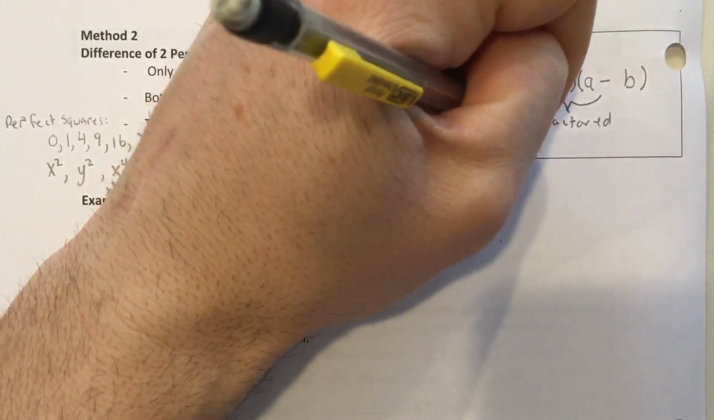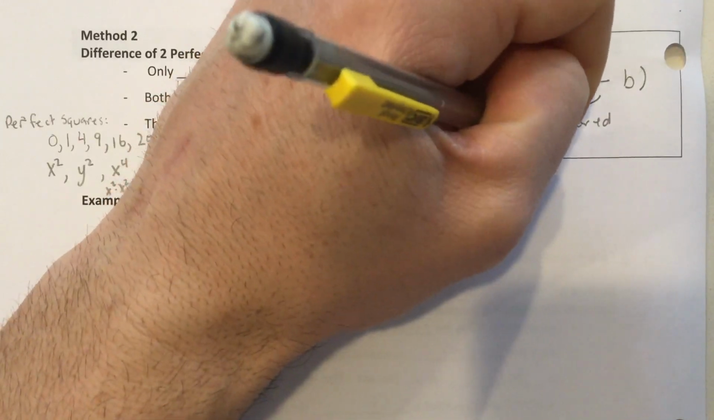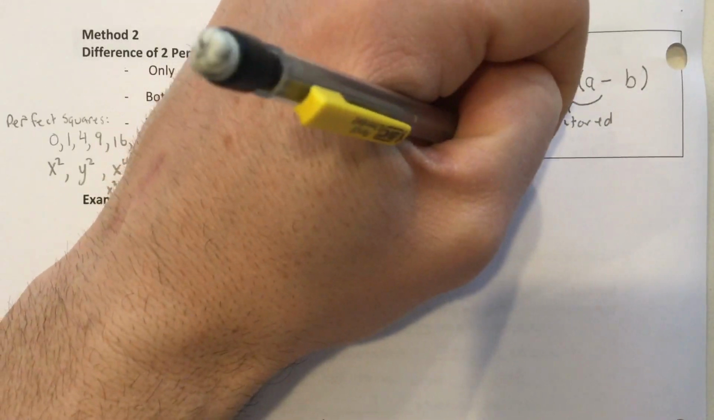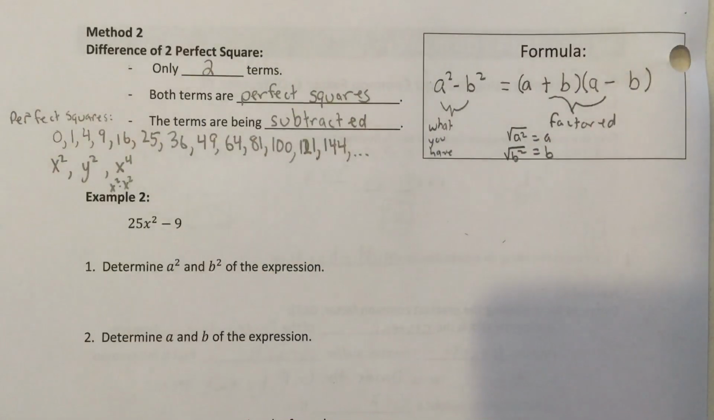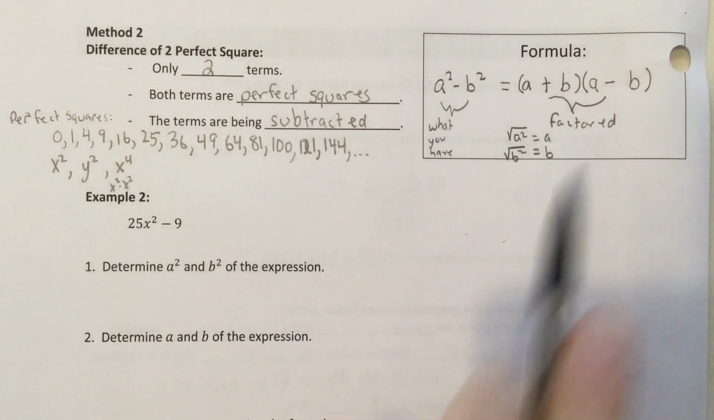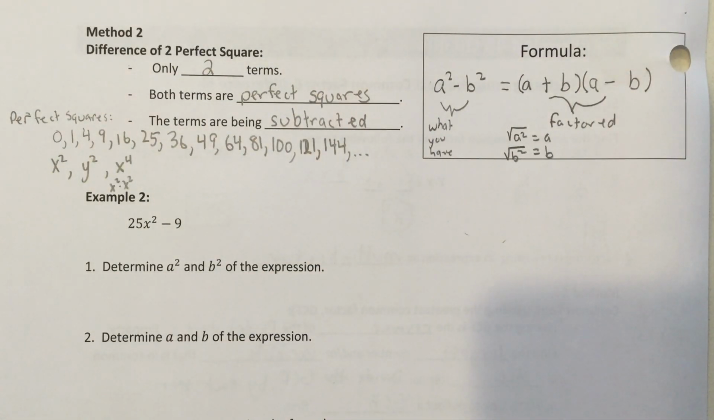So you take the square root of a squared, which is a, and the square root of b squared, which is b. Okay, so that's how I got the a and the b. I took the square root of those terms.